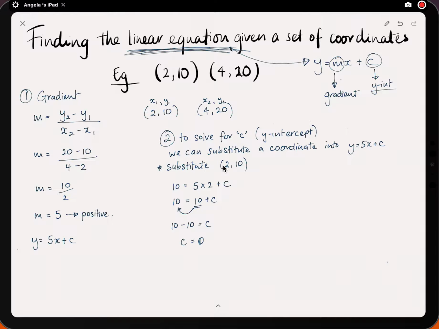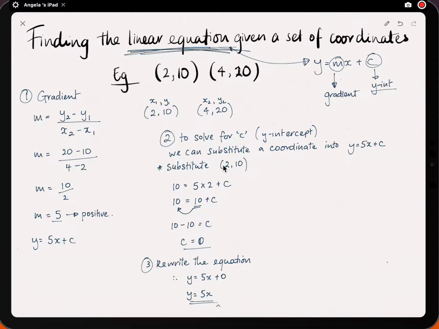So now that we've done that, we can rewrite the equation. Having found all the elements, we've found c, we've found m. So what we're going to have is y equals 5x plus 0. Now, if the value of c is 0, we generally write the equation as y equals 5x.